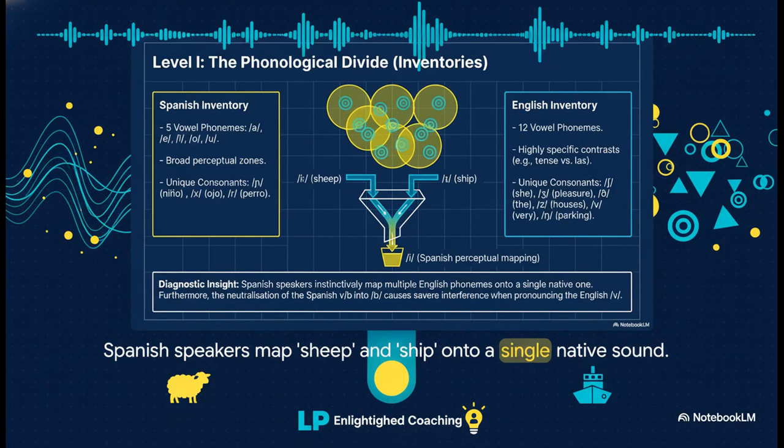Here's a classic example of one of those consequences. For a native Spanish speaker, the two very distinct English vowels you hear in sheep and ship can sound practically identical. Their brain, without even thinking, just maps both of those sounds onto their one single native sound. It's not a hearing problem at all. It's a blueprint problem. The mental boxes for those two separate sounds just don't exist in their native language's architecture.